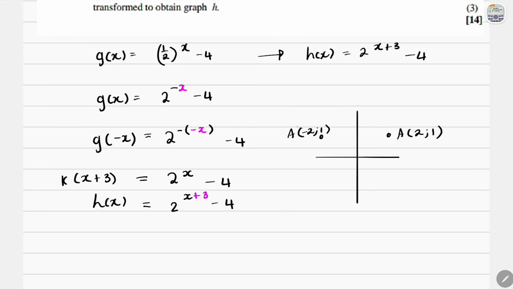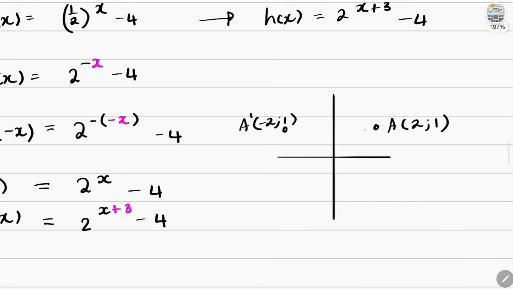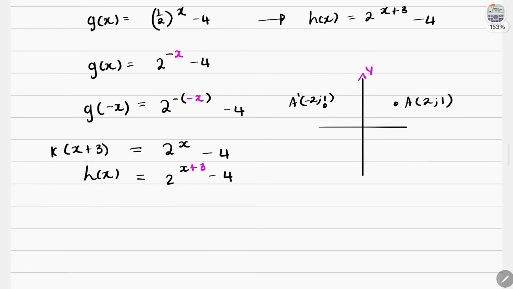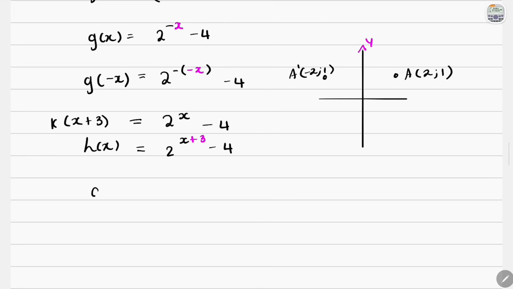When you look at these 2 points, what happened? How do we get this point to appear over here? We would have done that by reflecting it. Because it was here and now it appears here, it means it was reflected through the y-axis. So that's what happened with that -x. We know that g was reflected across the y-axis.